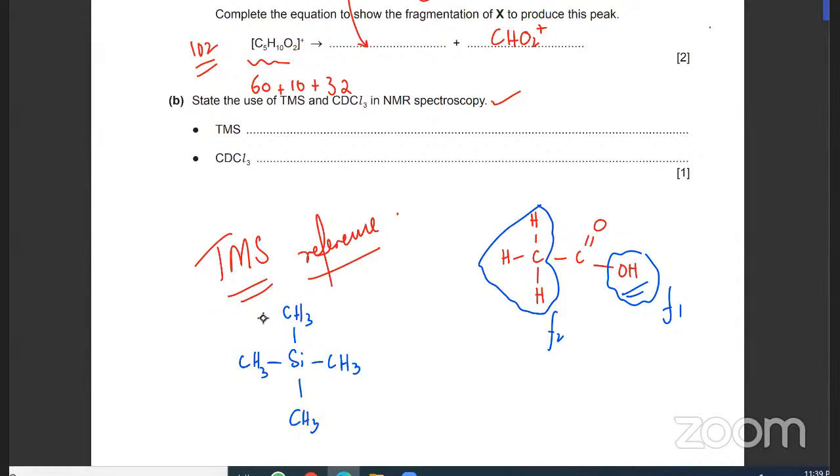So this is just used as a reference for comparing the frequencies of these protons, and these protons are compared to this. That's how chemical shifts are calculated. So that's about it. And what is CDCl3?